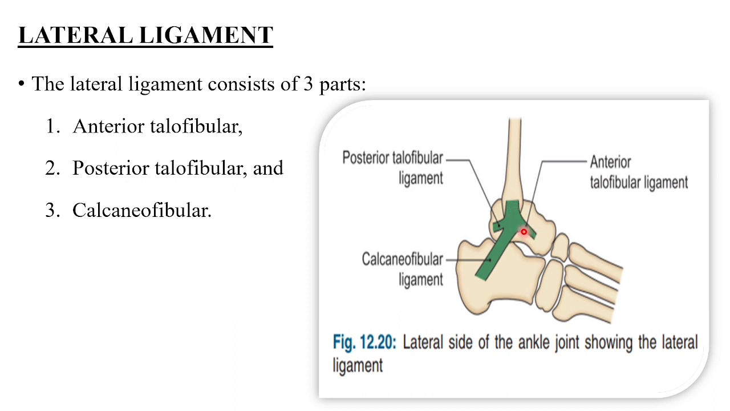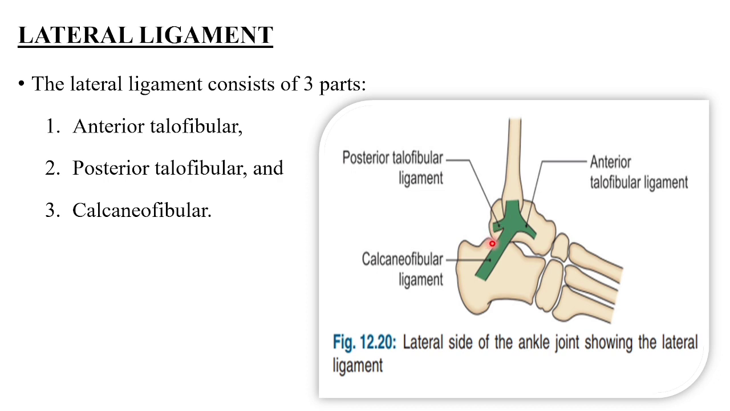So the next ligament is your posterior talofibular ligament. This is a strong band which extends backward and medially from the posterior margin of the lateral malleolus to the posterior tubercle of the talus. So this is the posterior tubercle of talus.